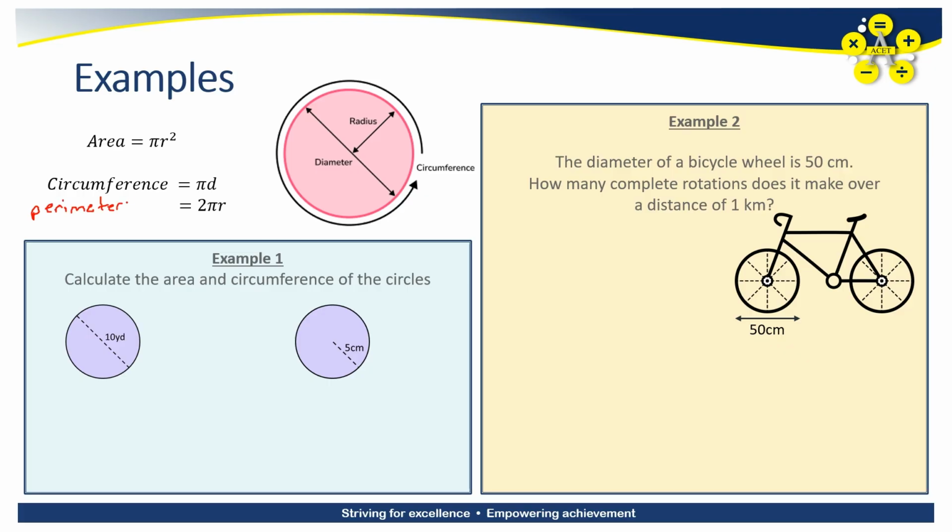Now there are two formulas that you need to learn for this. Area is pi r squared and circumference is pi d. They are not given to you in your exam, so you do need to learn them off by heart.